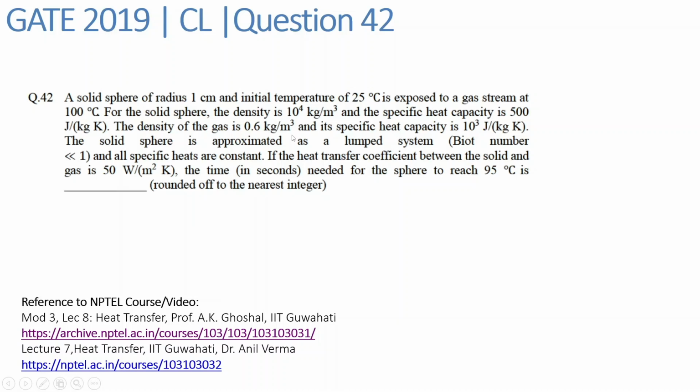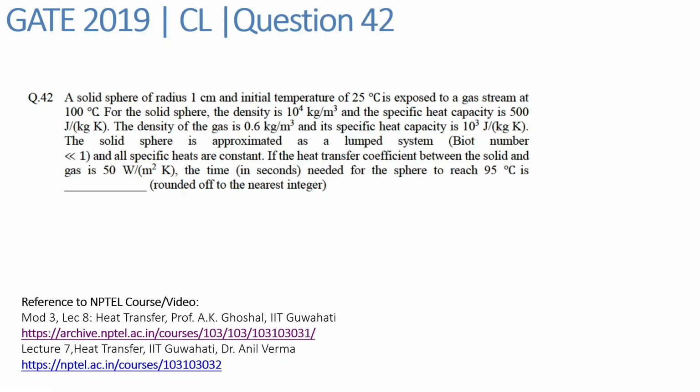The density of the gas is 0.6 kg per meter cube and the specific heat is 10 raised to 3 joule per kg per Kelvin. The solid sphere is approximated as a lumped system, that is, Biot number is very less than 1 and all the specific heats are constant. If the heat transfer coefficient between solid and gas is 50 watt per meter square Kelvin, the time in seconds needed for the sphere to reach 95 degrees Celsius is dash.